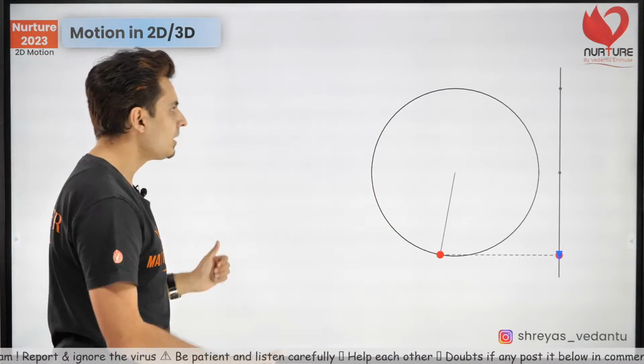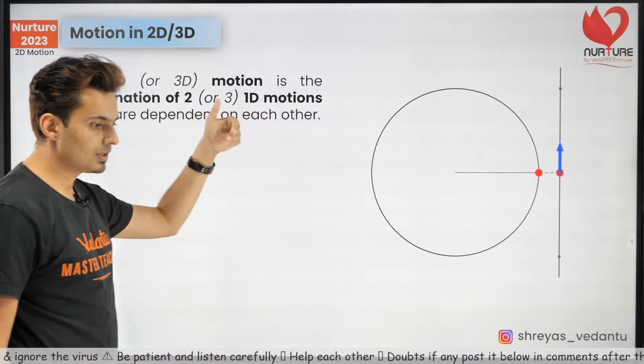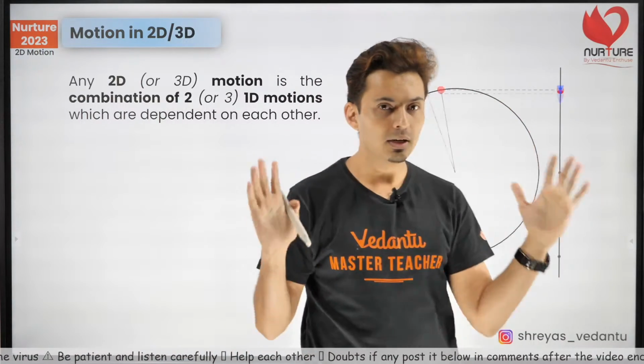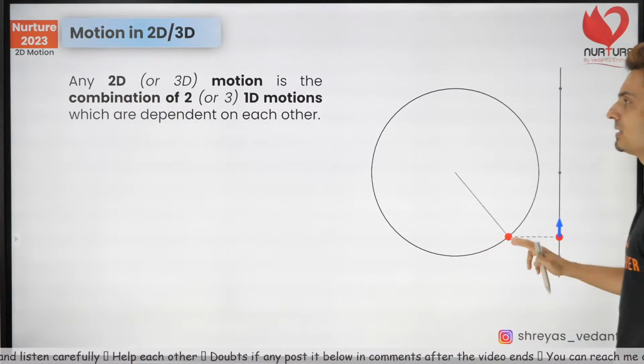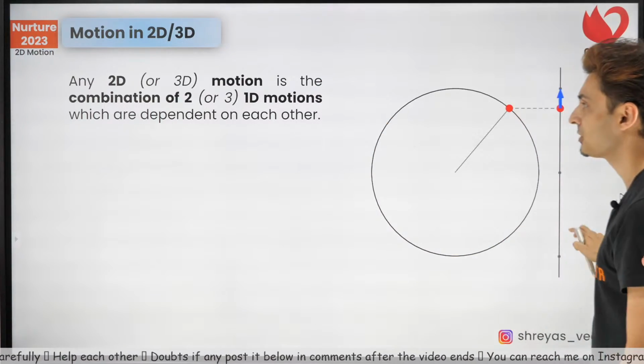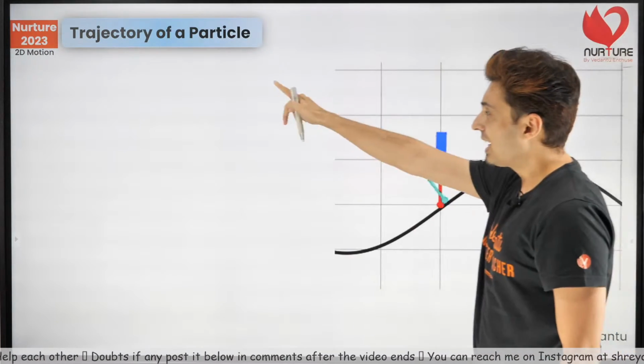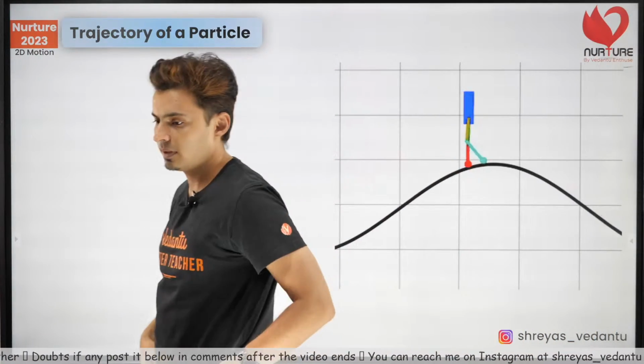Great. Now, that's the line which you should remember. Any 2D problem, never get scared. It's 1D motion only, but just in 2 dimensions, or 3 dimensions if it is 3D motion. Now, trajectory, you will hear this word very often.